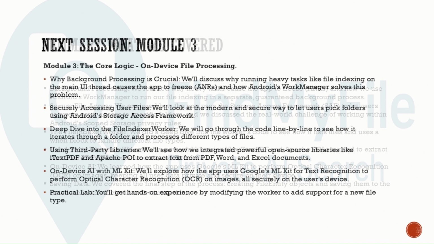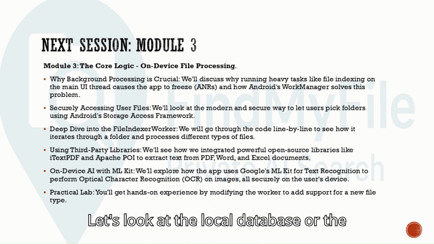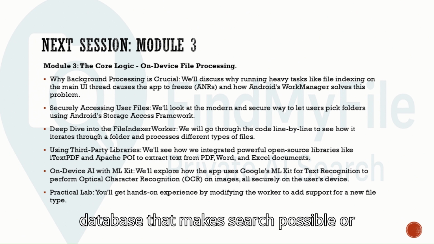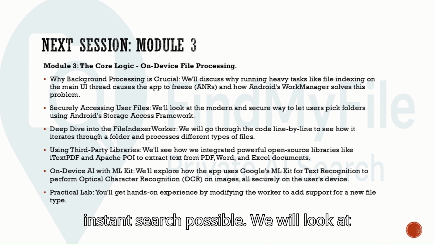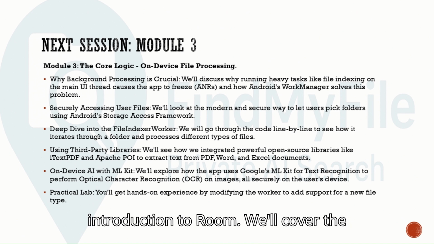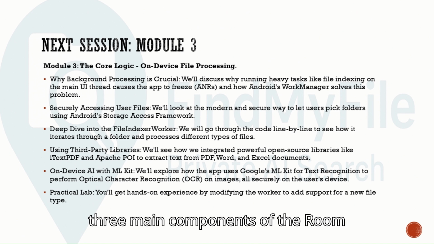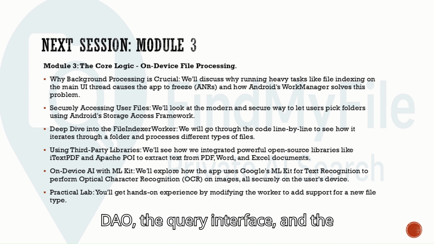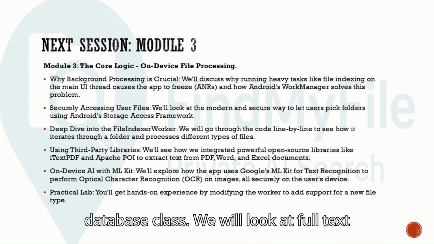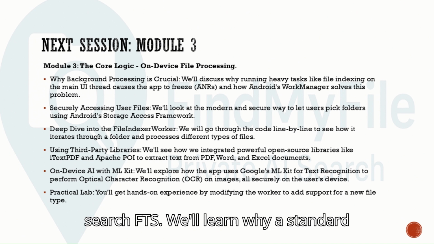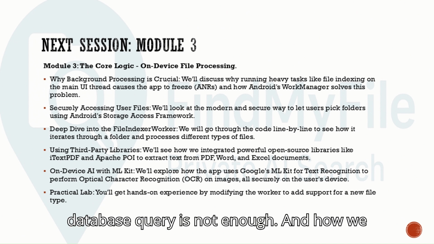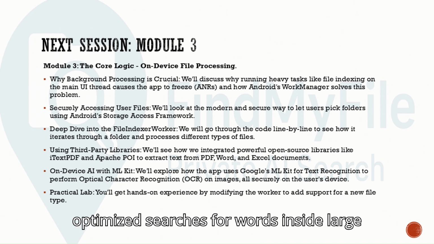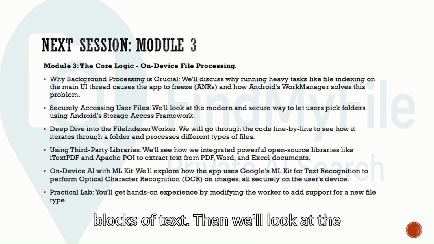Next, let's look at the local database, or the application's memory, the local Room database that makes instant search possible. We will look at an introduction to Room. We'll cover the three main components of the Room database: the entity, the data table; the DAO, the query interface; and the database class. We will look at full text search, FTS. We'll learn why a standard database query is not enough and how we use a special FTS table to perform highly optimized searches for words inside large blocks of text.